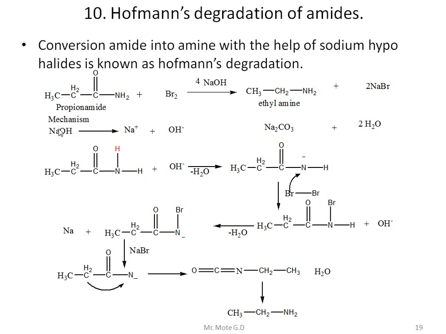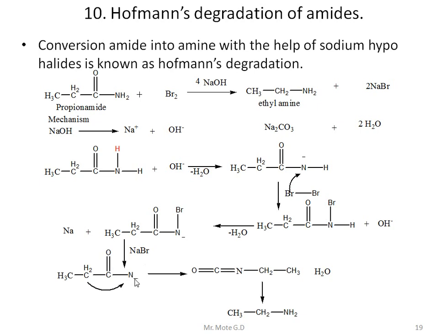Then we will see the mechanism. Initially NaOH is going to ionize into Na plus and OH minus ion. Then we have one example, propionamide. So hydrogen will be abstracted by this OH to form water, and this will be produced. Nitrogen should have negative charge, and we will treat it with bromine. Bromine migrated towards this to form this compound, and then again OH tries to abstract this hydrogen to form this compound, and sodium again will abstract the bromine from this to form isonitrene.